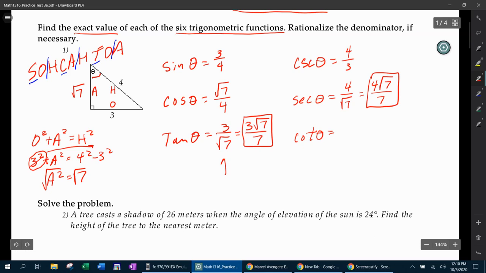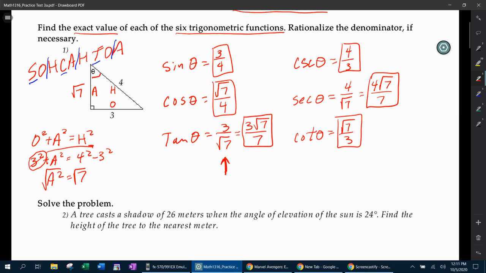And if I flip right here for tangent, notice it's going to be rationalized already. So I actually want to write this down unrationalized so that I have something to flip for cotangent to get the rationalized answer. And we're done with the first problem. That is the 6 trigonometric functions for that triangle.